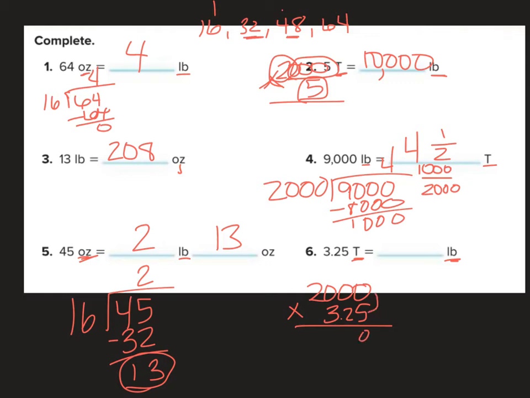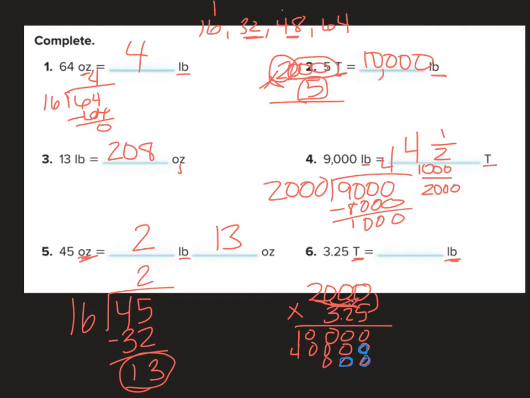5 times 0, 5 times 0, 5 times 0, 5 times 2, 10. Add a 0. 2 times 0, 2 times 0, 2 times 0, 2 times 2, 4. Add 2 zeros. 2. Maybe I'll make those a different color so it stands out. So I added this one when I went to the 2. Now I'm going to add 2 when I'm going to the 3 because it's like talking about 300 versus 20.